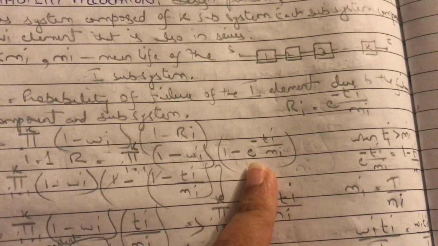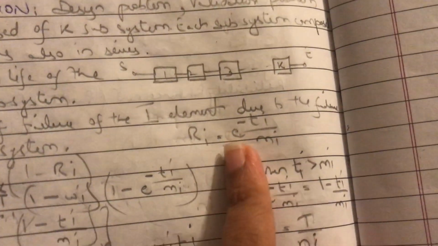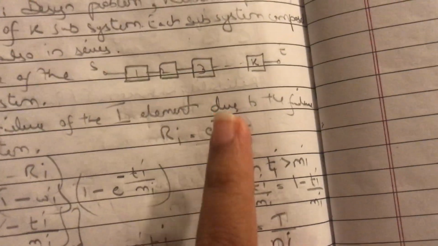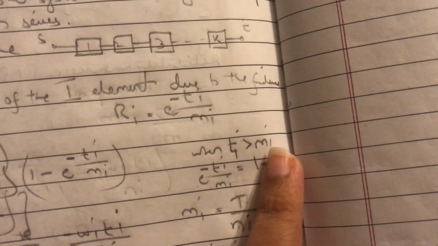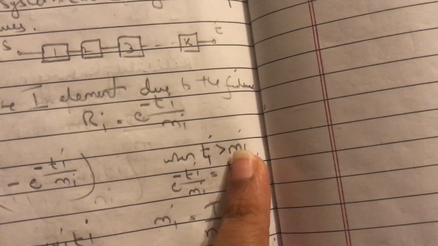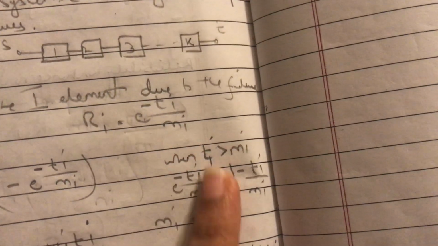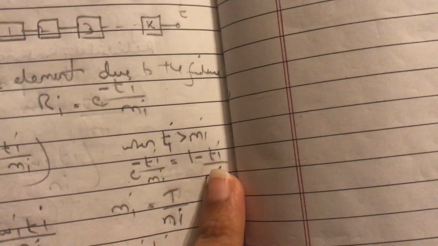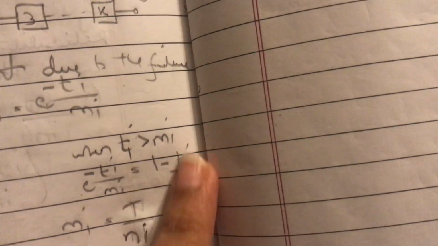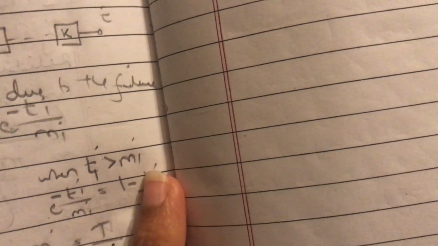And what we did next, come here. This was for when Ti was less than Mi. Now this is for when Ti is greater than Mi. So what does it become when Ti is greater than Mi? So this equation becomes 1 minus Ti over Mi. This exponent goes away and it comes in the form of like this, when Ti is greater than Mi.